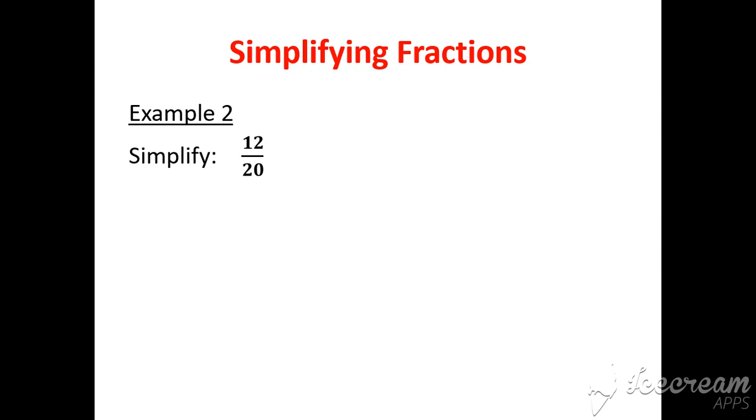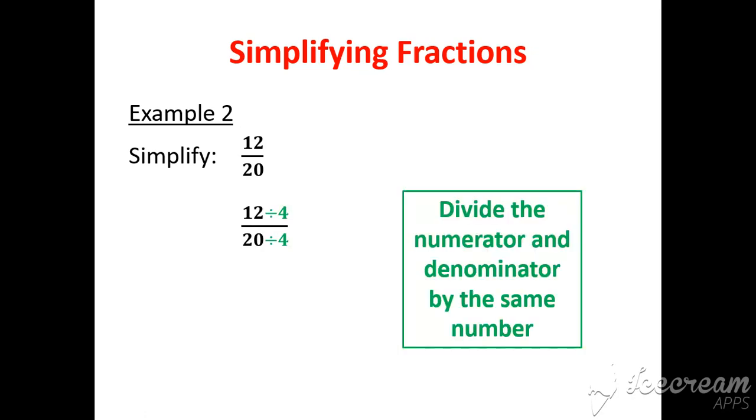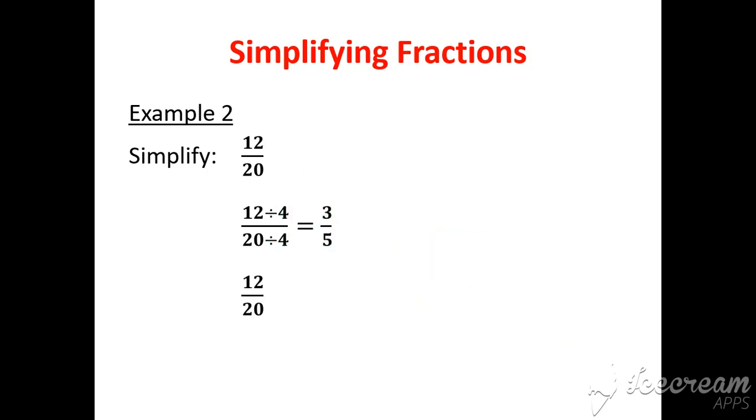Here's a quicker way to do the same problem. If you were asked to simplify 12 over 20, you could have done it in one step by dividing both the top and the bottom by 4. So if I divide 12 by 4, I would have got 3 straight away. And if I divided 20 by 4, I would have got 5 straight away. And then I could have said 12/20 is equivalent to the simplest fraction, which is 3/5.